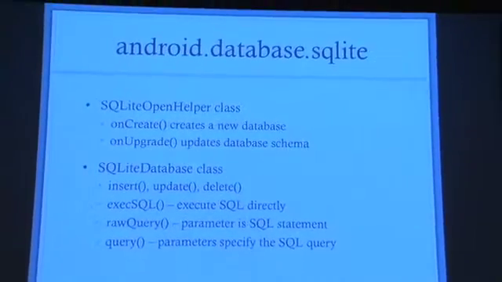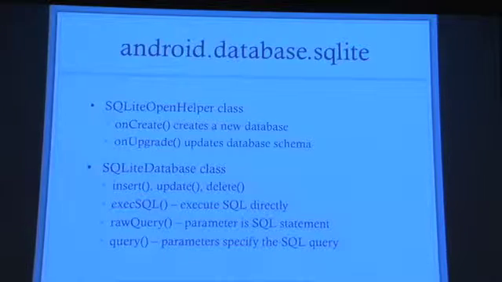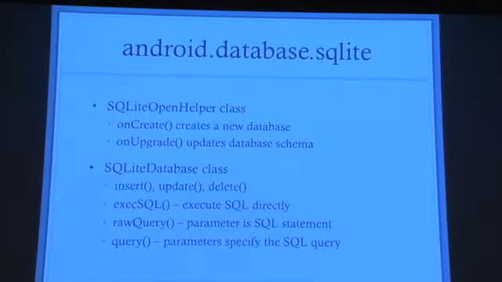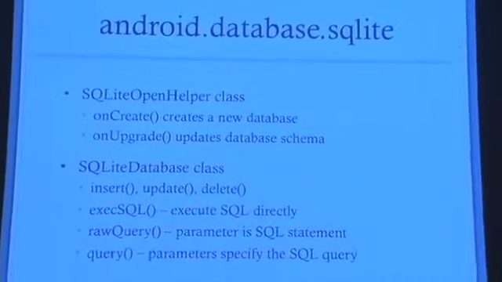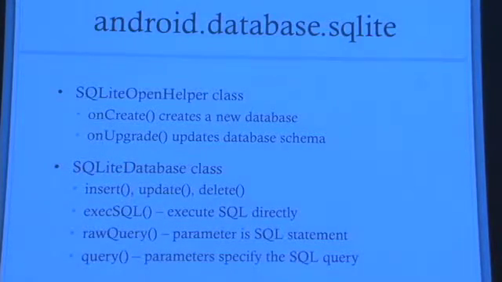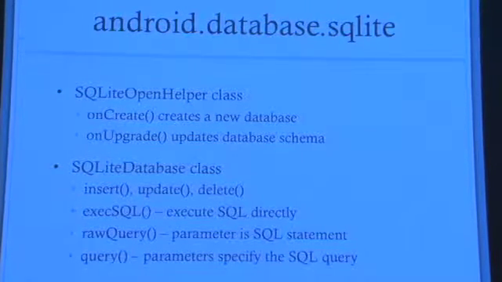So if you're going to use SQLite in your Android application, you are going to need to import this package, android.database.sqlite. And in particular, you will be using these two classes, the SQLiteOpenHelper class and the SQLiteDatabase class. So the SQLiteOpenHelper class is the class that will create a new database using the onCreate method, and it will also update your database schema using onUpgrade.